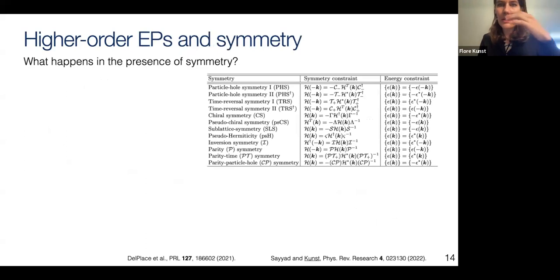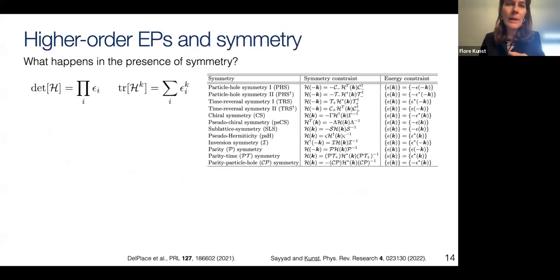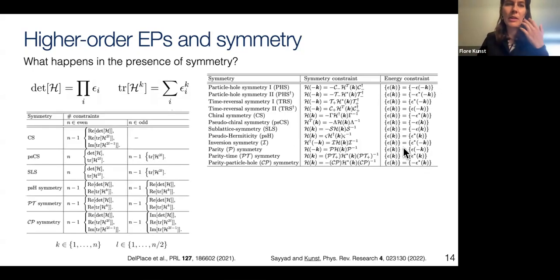Now, of course, the question is what happens in the presence of symmetries. Then you can make use of the fact that you can write this determinant and the traces in terms of products and sums of the eigenvalues, and then you can use the constraints the symmetries put on the eigenvalues to find the following, namely in the presence of these 6 symmetries, you find a reduction in the number of constraints. Instead of 2n minus 2, you find in most cases n minus 1, very much like the pseudo-Hermiticity we saw before for the EP2 case. Indeed, that's also in this table here. And in some cases, n.